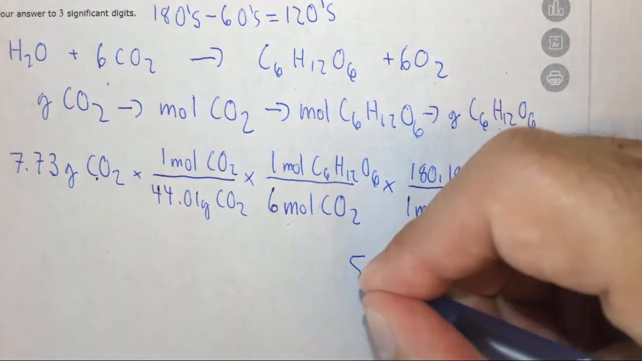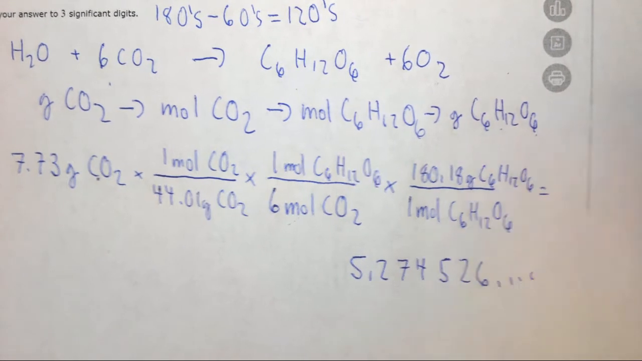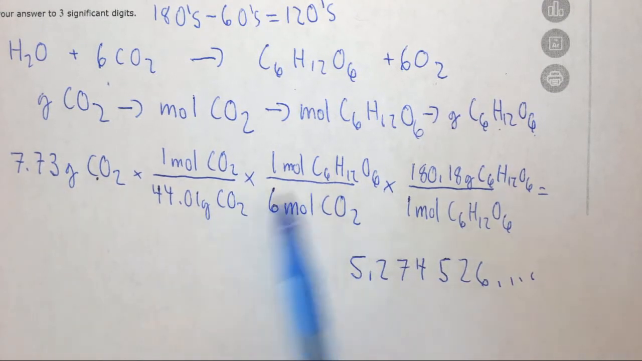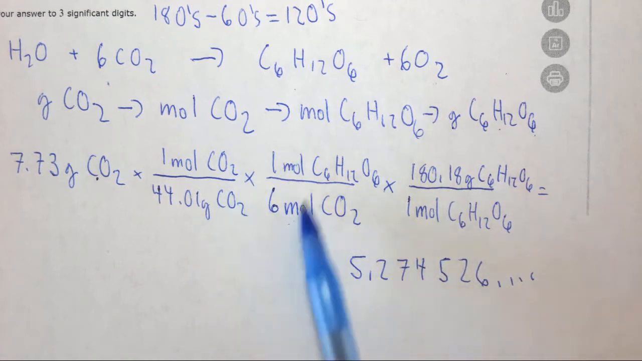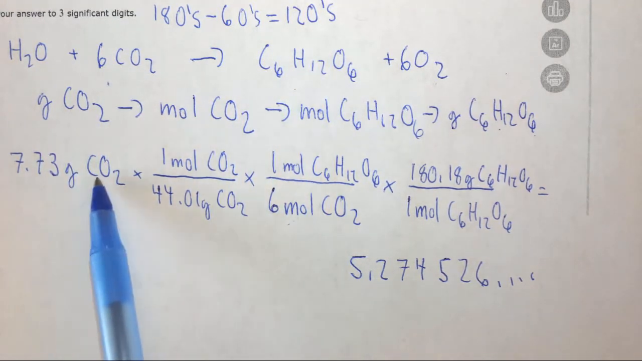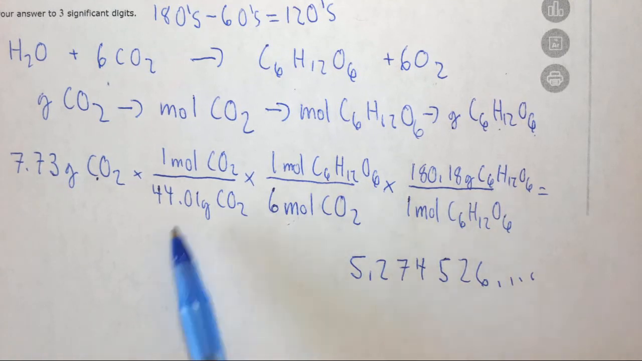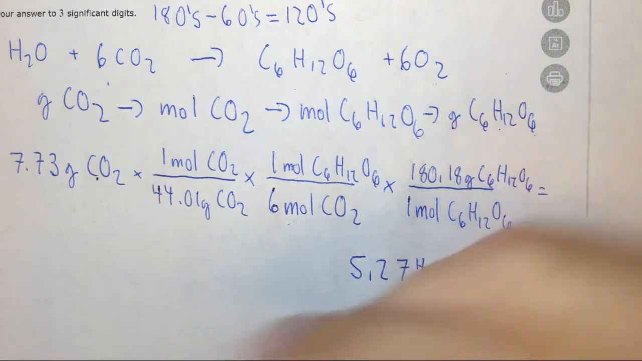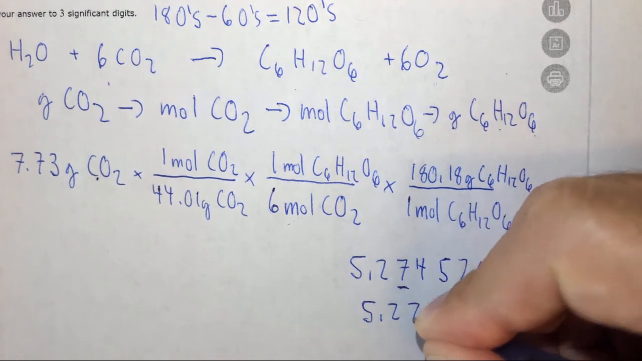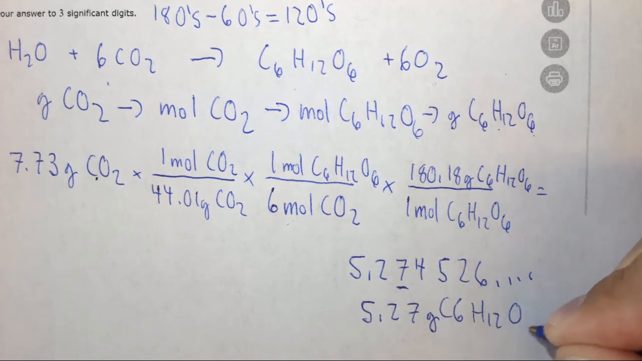The calculator tells me 5.2745526 and some more digits. But in this case, I have 3 significant figures in this mass. And although molar masses are measurements, dimensional analysis conversions for moles of this to moles of this are defined equalities and they're not measurements. So therefore, we are going to go with 3 significant figures because both of our molar masses have more than 3, and we shouldn't limit ourselves by the molar masses anyway. So we need 3 significant figures because this mass has 3 significant figures. So that's that digit, and we end up with 5.27 grams of glucose, C6H12O6.